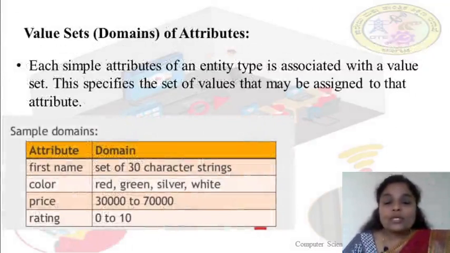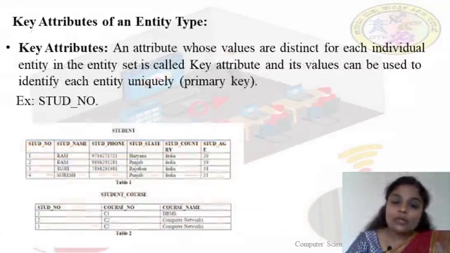Next is value sets of attributes. I told you, attributes means what? Student number is an attribute. Student name is an attribute. Student phone number is an attribute. Student state is also an attribute. Student age is also an attribute.